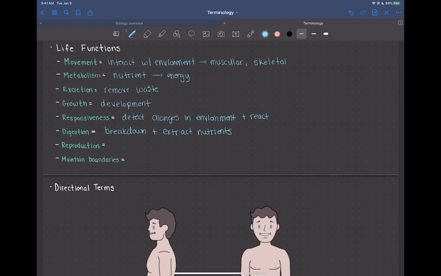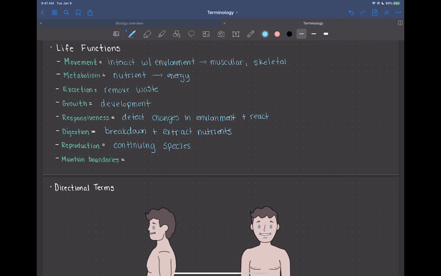And then we have reproduction. So we know all living things, that's a characteristic of something that is alive, is that it can reproduce. All right, and so that's really important for continuing the species. So you're going to pass on your genetic information to your offspring.